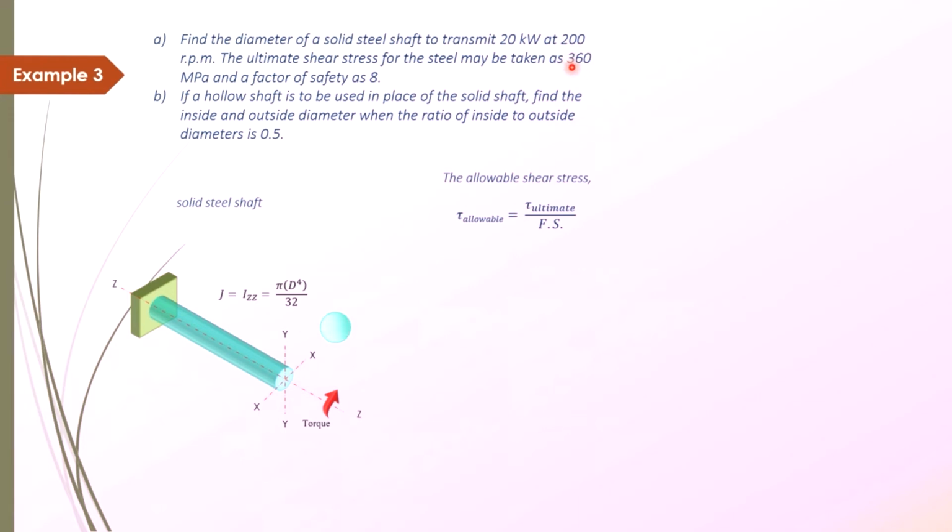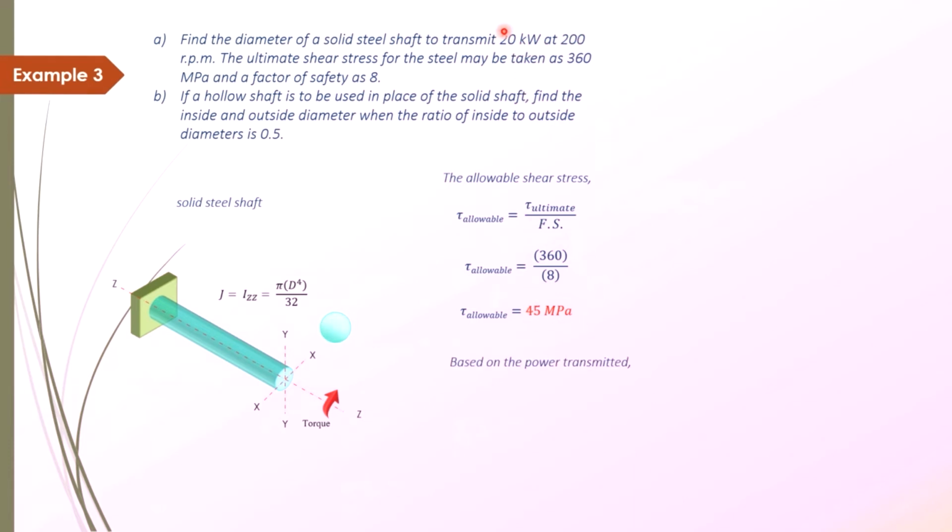So now based on this, they have given us 360 MPa, which is the ultimate shear stress. Usually we don't do design by referring to the ultimate shear stress. So in order to use the value of the allowable shear stress, we have to take the ultimate shear stress divided by the factor of safety, which is given here as 8. So 360 divided by 8, you get your allowable shear stress of 45 megapascal.